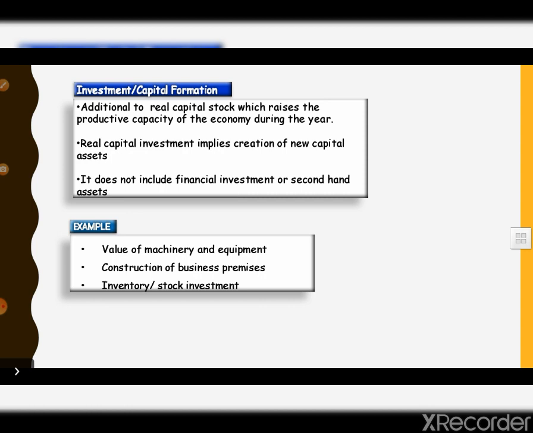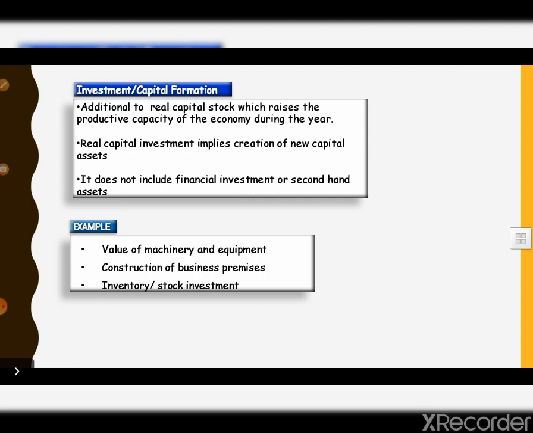One is the real investment, which simply means creating more fixed assets in the economy. And the other one is financial investment. The investment that you invest in types of bonds or shares, that is financial investment. Now, the other two are gross and net investment that we will see later. Now, this one we are talking about investment or capital formation. We are talking about real investment, not financial investment.